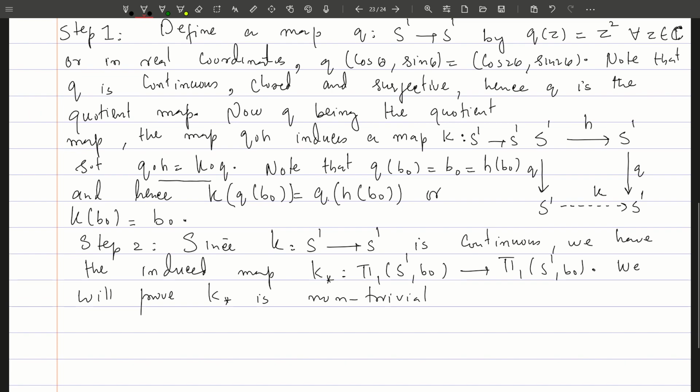So one can note that the map Q from S1 to S1 is a covering map.